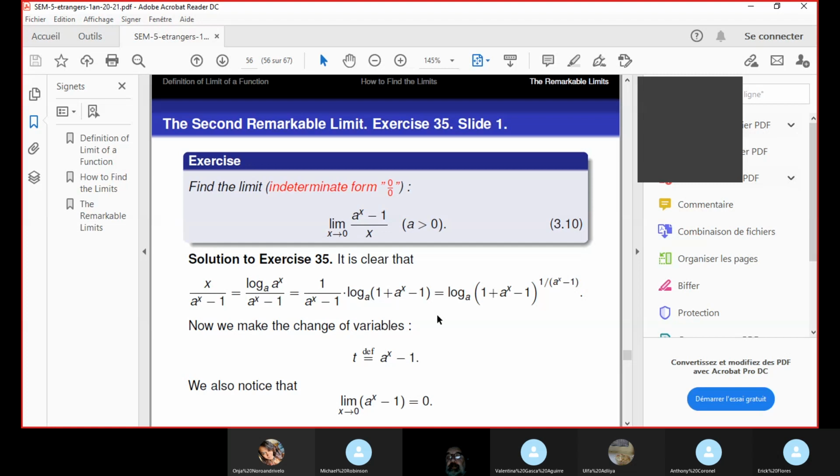Yes, it's clear. Really clear, Valentina. If you have questions, no problem. We will discuss this. Vanya, is it clear? Est-ce que c'est clair? Yes, it's clear.